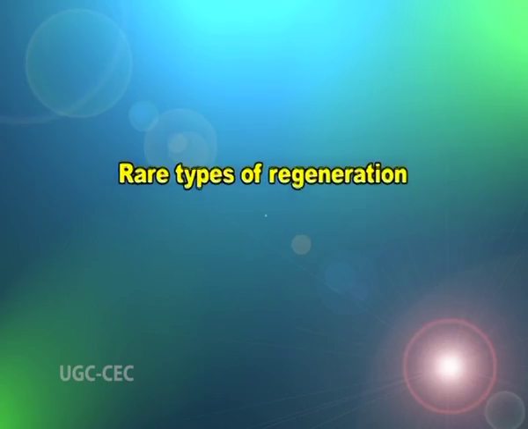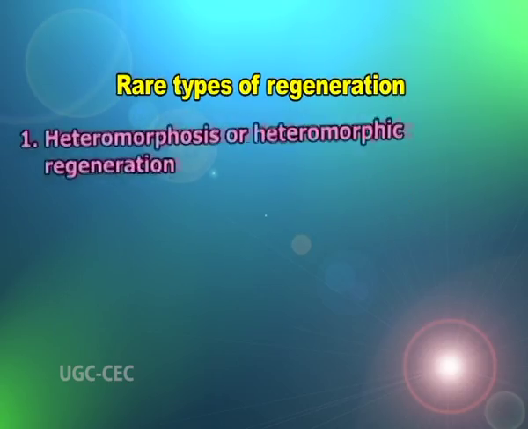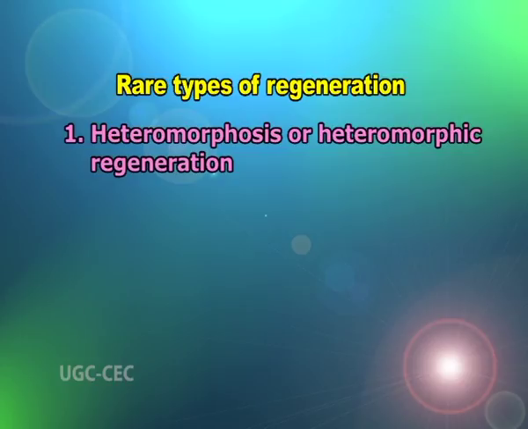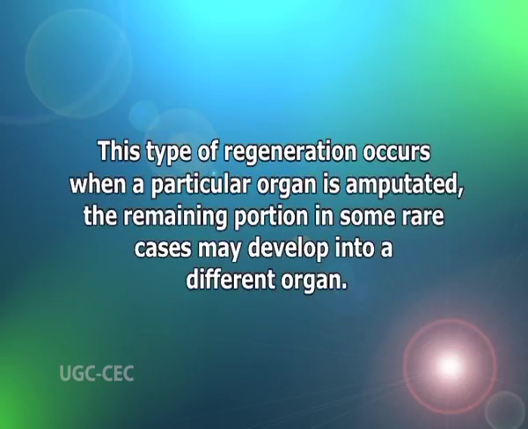Other rare types of regeneration include number 1, heteromorphosis or heteromorphic regeneration. This type of regeneration occurs when a particular organ is amputated. The remaining portion in some rare cases may develop into a different organ.